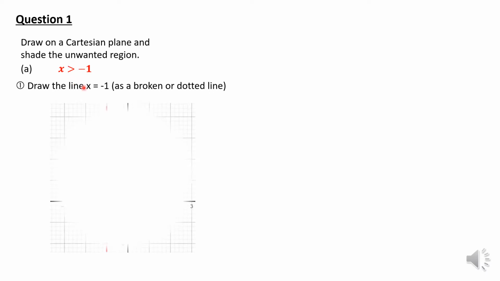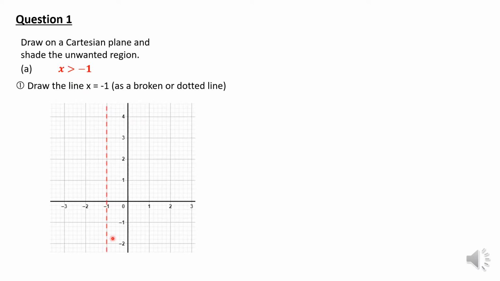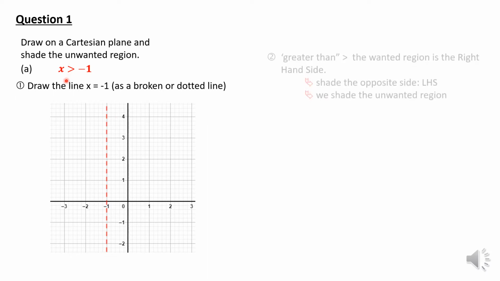I'm going to start off here, and this question says you're supposed to draw on a Cartesian plane the inequality x is greater than -1. So you want to draw the line x is equal to -1, but you must be careful, because that inequality does not have an "equal to", which means the -1 is not included. So the line that you're going to draw will have to be a dotted line, like what I did here, or a broken line. And now you're going to have to shade the unwanted region.